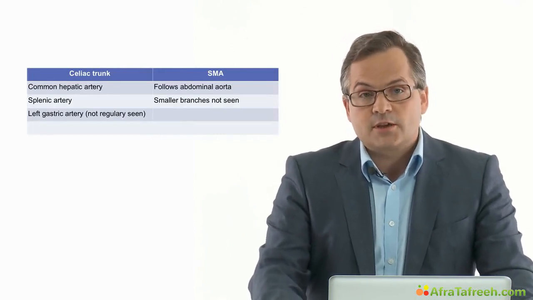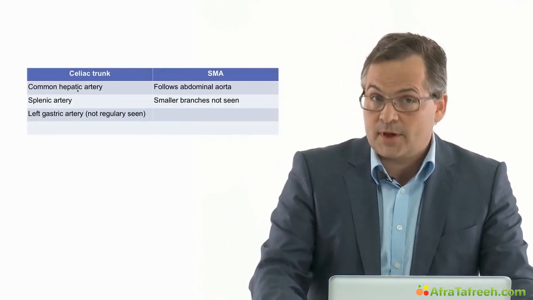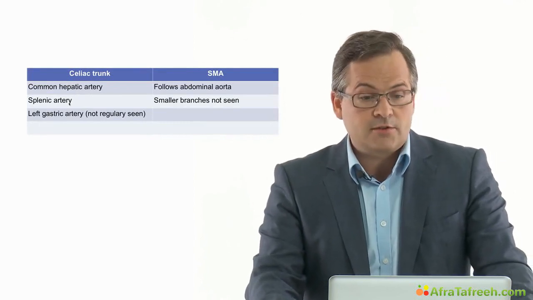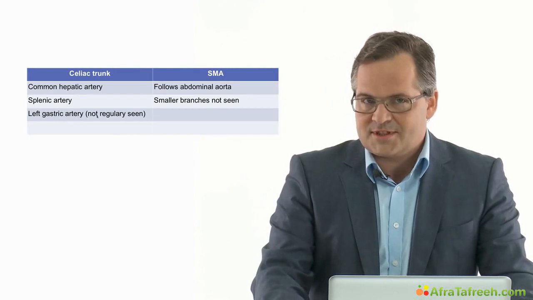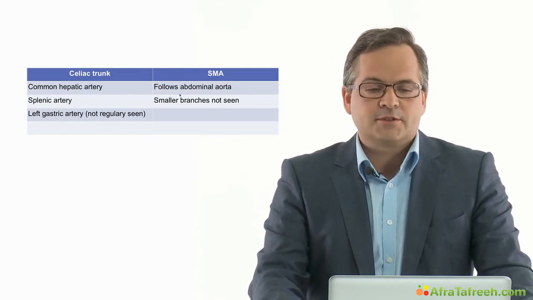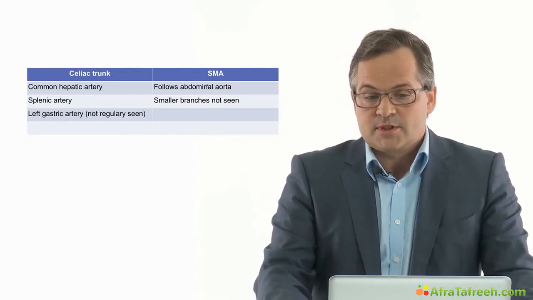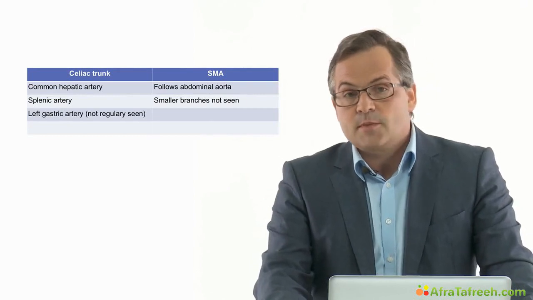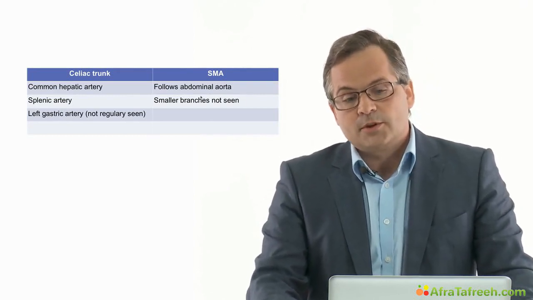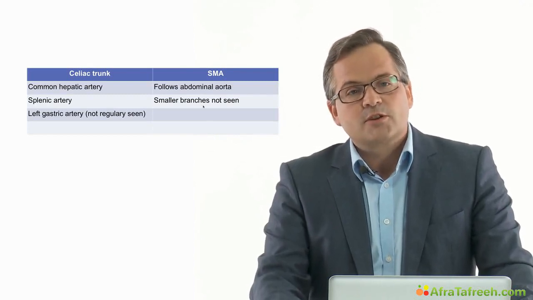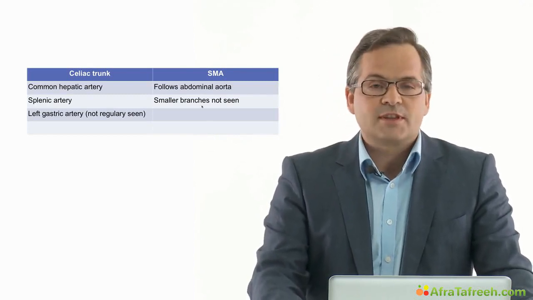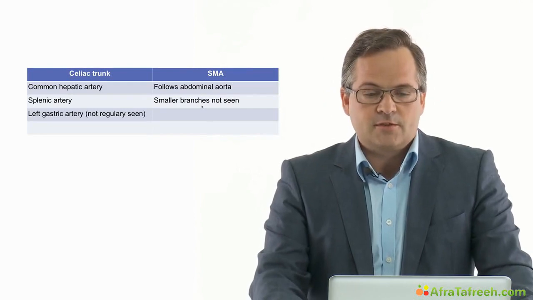The celiac trunk trifurcates into common hepatic artery, splenic artery, and the third one, the left gastric artery, which is not regularly seen on an abdominal ultrasound. And the superior mesenteric artery, SMA, which follows the abdominal aorta in a vertical course, and the smaller branches of the SMA are not really seen on the abdominal scan regularly.